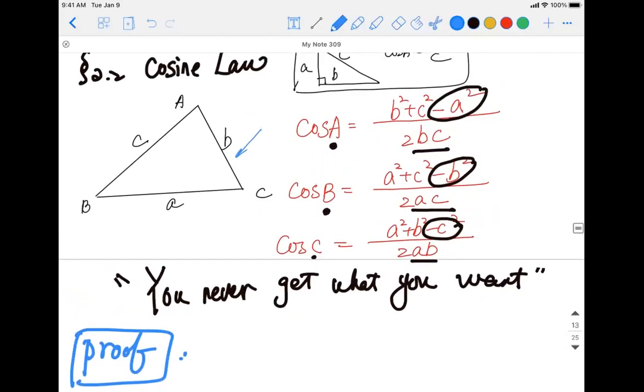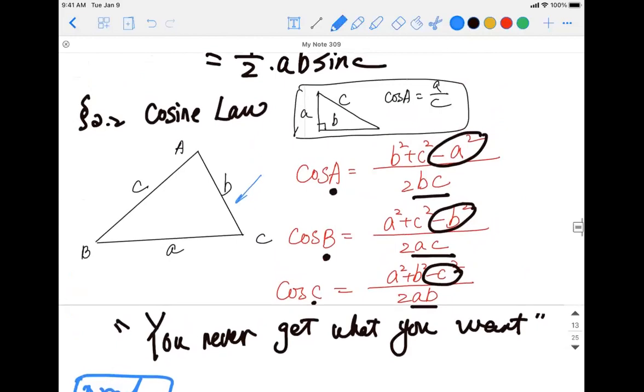You can actually Google it. You can Google the cosine law proving process, and you'll be able to see how you can prove it. Due to the limited time of our lecture, we won't spend too much time talking about how to prove the cosine law. You can just try to remember this as is. So far, so good? Any questions? All good, right?